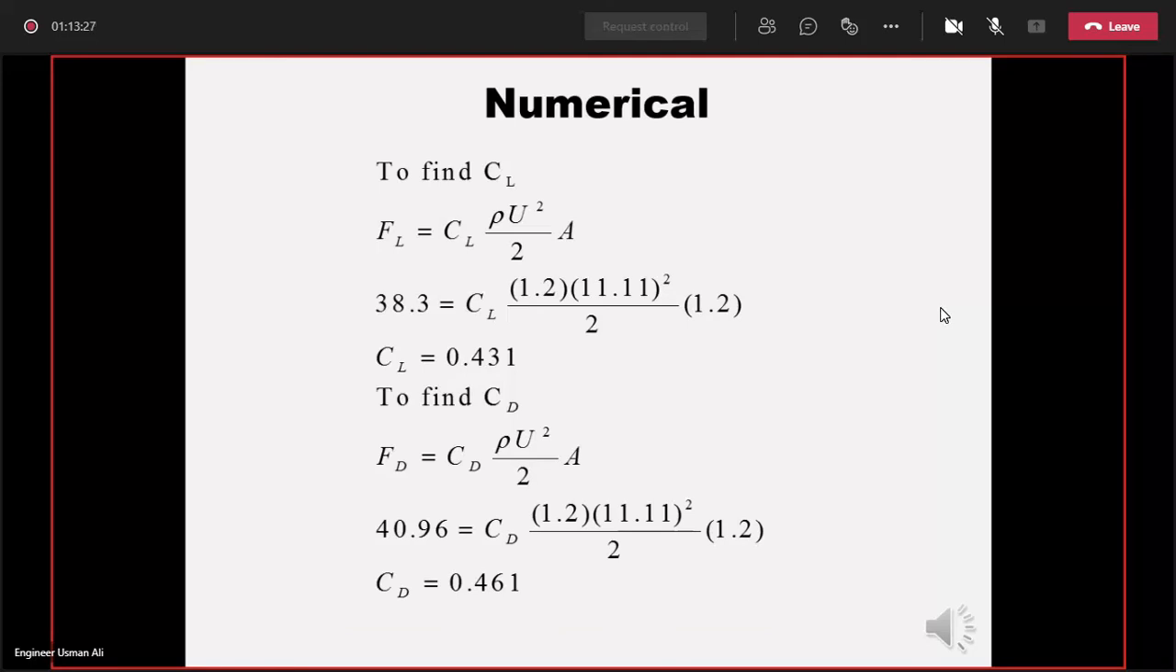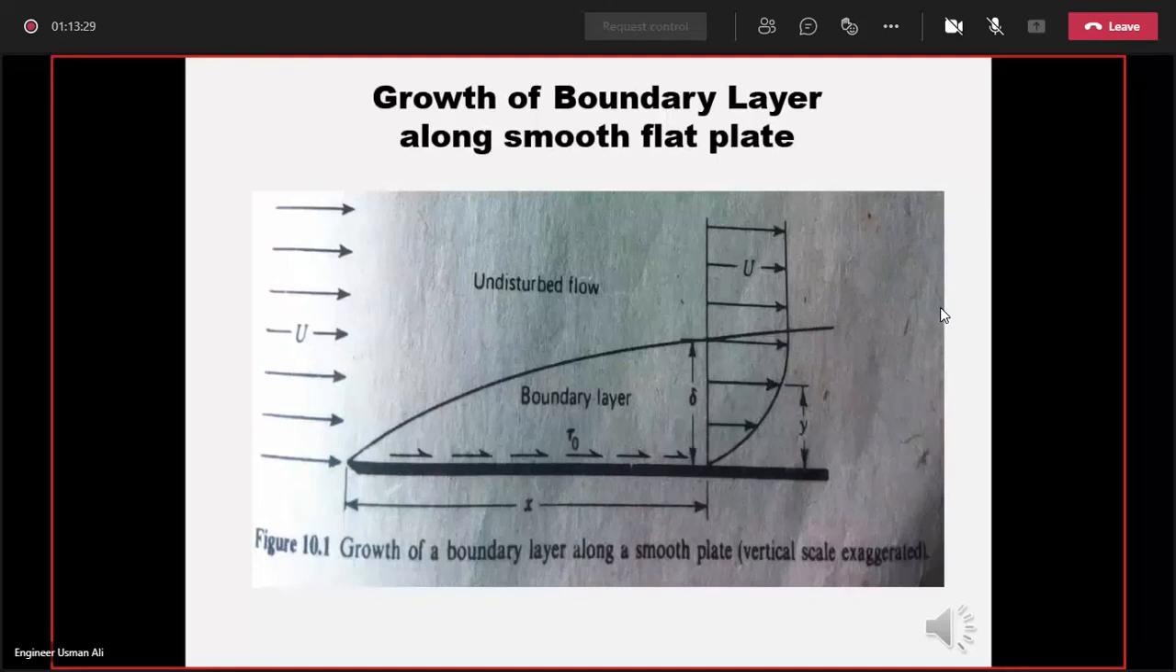Now the next thing is a very important concept, the thing that we are going to start with, and it will remain in discussion throughout this topic. The concept of boundary layer is what we have to discuss over here. So let me explain this figure first, and then we'll go to the text, what has been explained there.